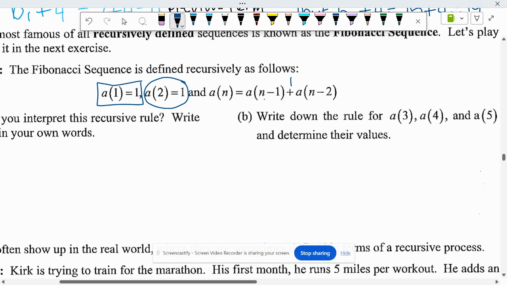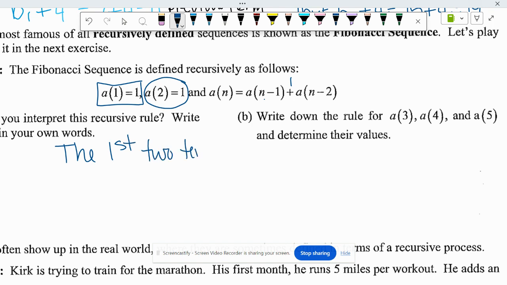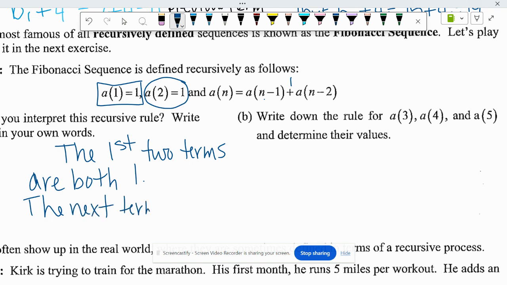So we have to define it in our own words. Well, the first 2 terms are both 1. Okay. The next term is found by adding the previous 2 terms.